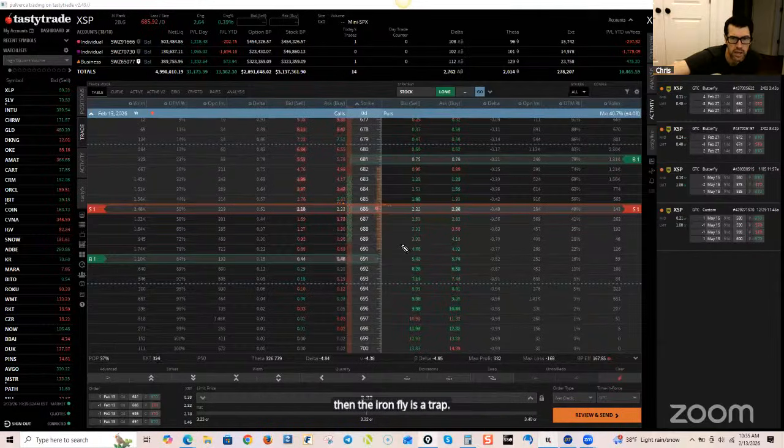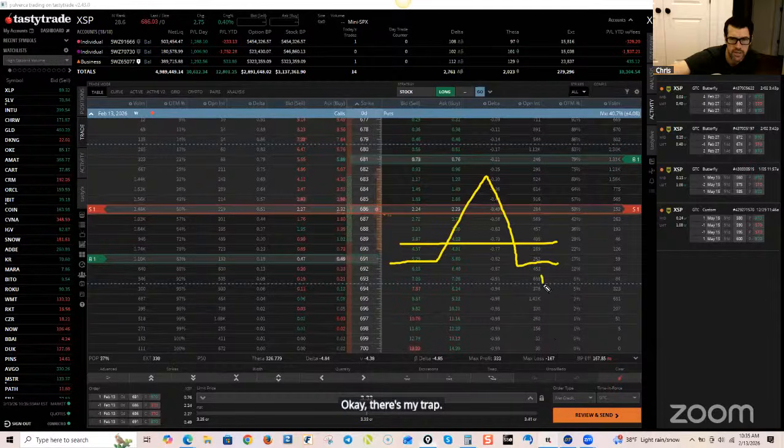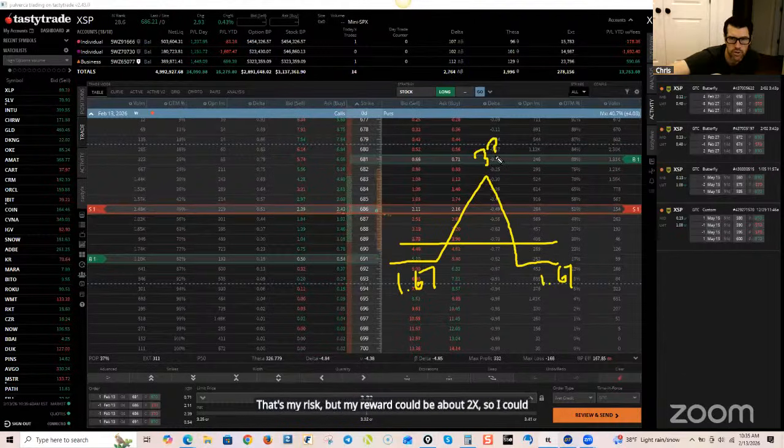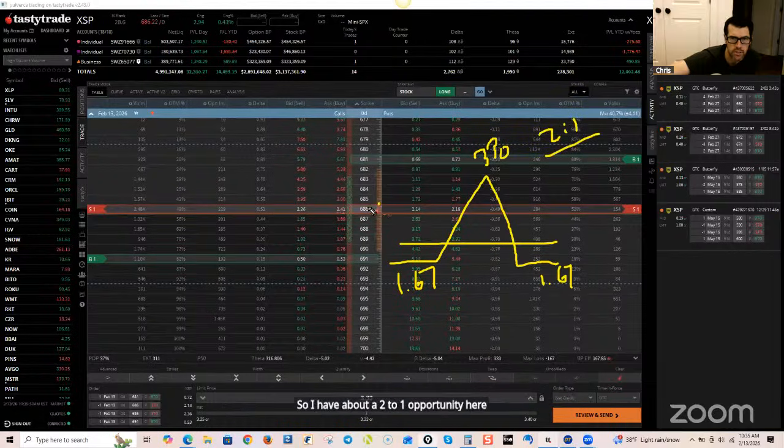Okay, the iron fly, there's my risk. There's my trap, and I can only risk a dollar, let's say $1.67. That's my risk, but my reward could be about 2x, so I can make $3.30 on the trade. So I have about a 2 to 1 opportunity here if price cooperates.